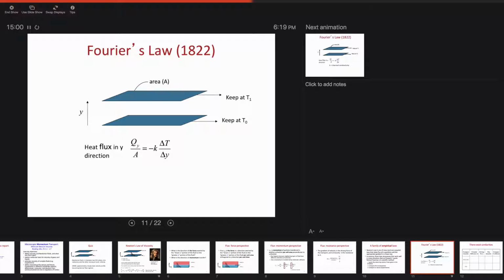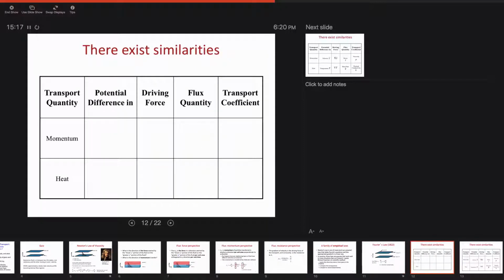Okay? But momentum is a vector quantity, and velocity is a vector quantity. So when it starts changing, that's where you need tensors. This becomes essentially a tensor. Okay? So this K, or the coefficient in this case, is called thermal conductivity. So you have similarities across different types of transport.